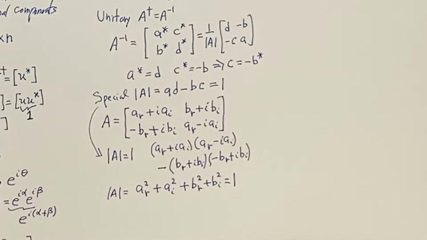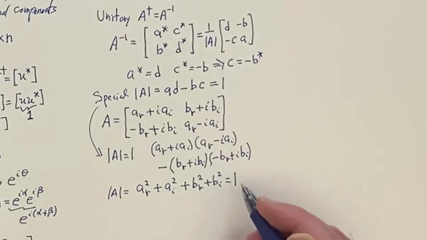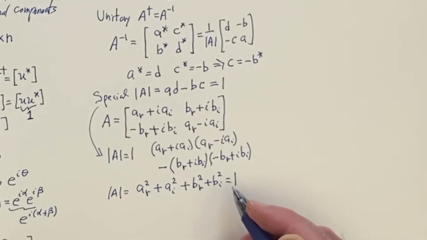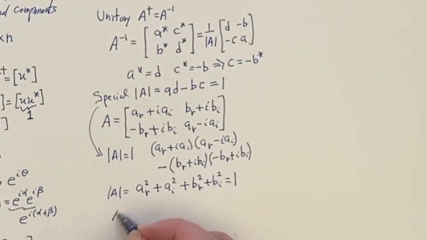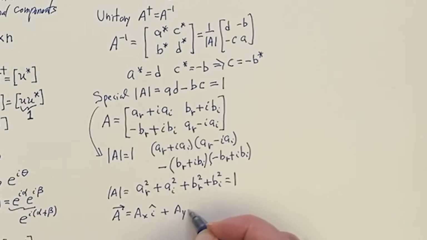So you want to find out what these matrices are. And the matrices are going to have these conditions, and we're going to look at this general form the way we would think of a vector, where you can write a vector as an A sub x i hat plus an A sub y j hat plus an A sub z k hat.